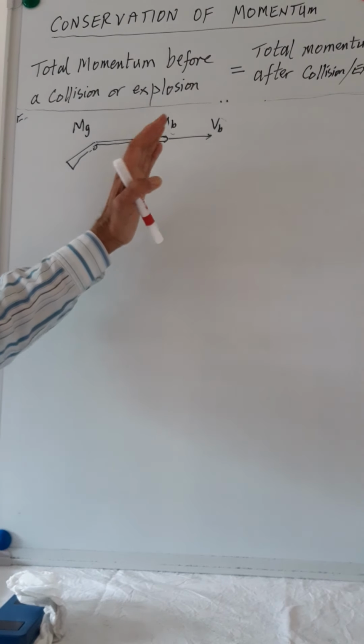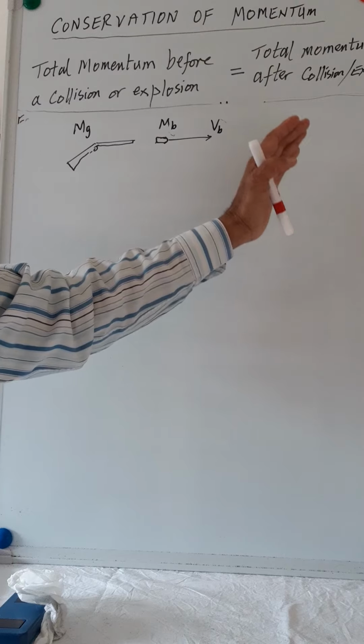what happens to the gun? Now remember, the momentum has to be conserved. So as the bullet comes out with a velocity v, it has a momentum to the right. Now, to conserve that momentum, the gun must recoil back. The gun goes back. So we say that the recoil velocity of the gun is Vg.